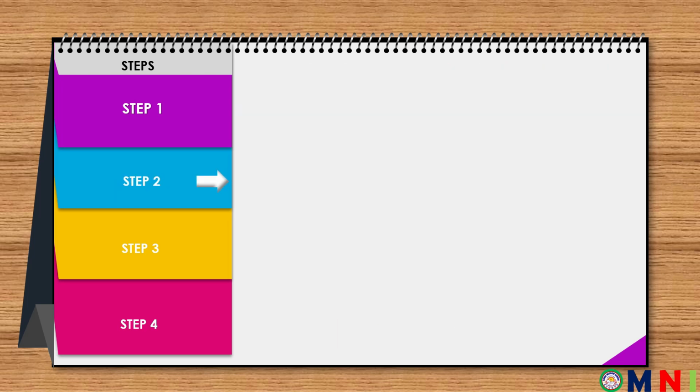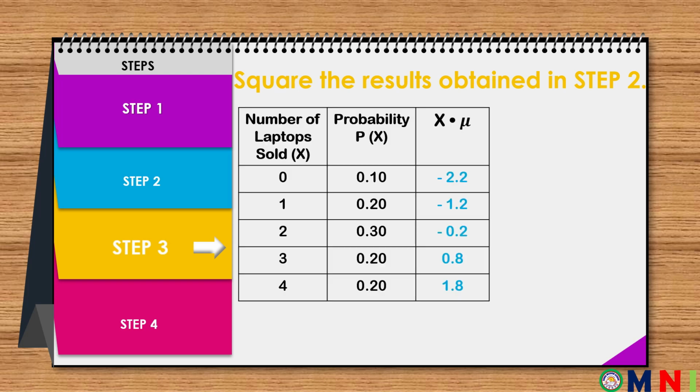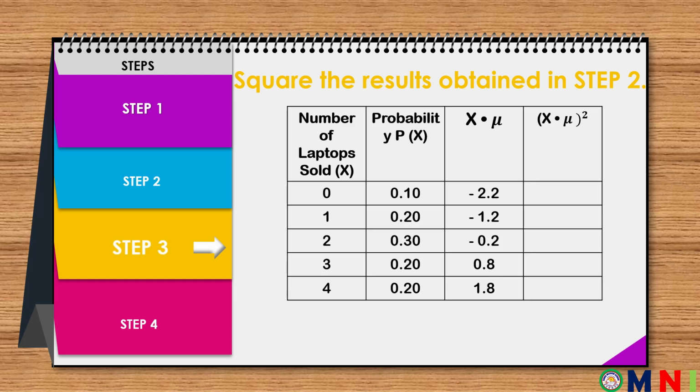Step 3. Square the results obtained in step 2. So we have here the table. We will square the results obtained in column 3. So negative 2.2 squared, that is equal to 4.84. Negative 1.2 squared, that is equal to 1.44. Negative 0.2 squared, that is equal to 0.04. 0.8 squared, that is equal to 0.64. And 1.8 squared, that is equal to 3.24.